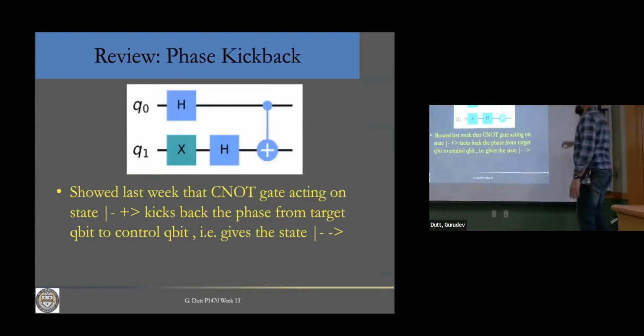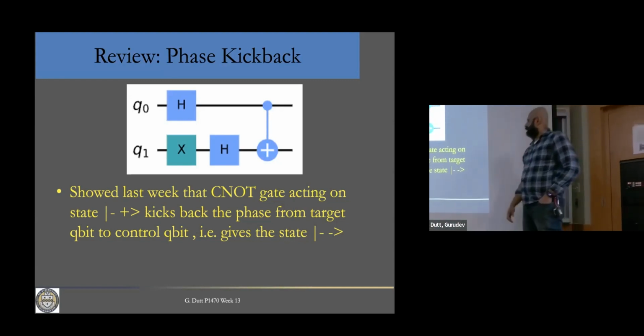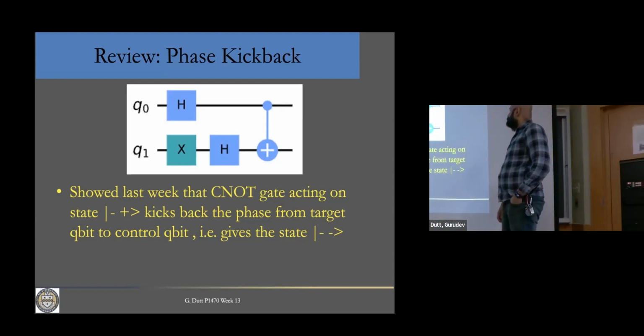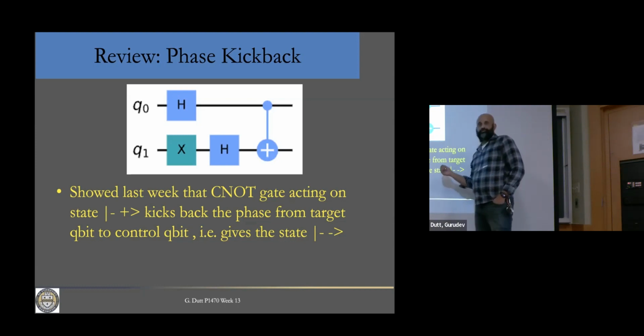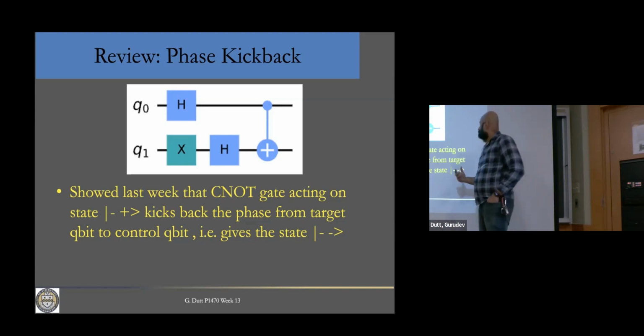in the last class, we showed an identity which is called the phase kickback identity. The reason this identity is useful, we'll see an example of it when we solve Deutsch-Jozsa and Bernstein-Vazirani and Simon's problem. They basically all use this idea.